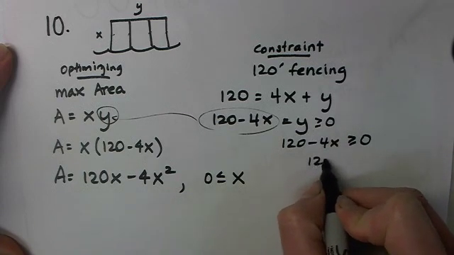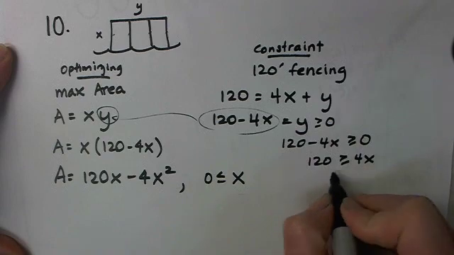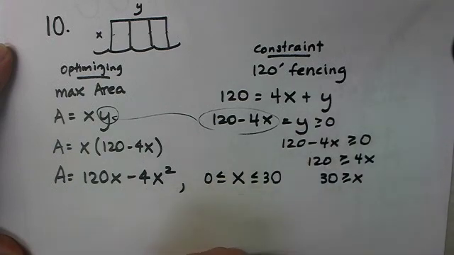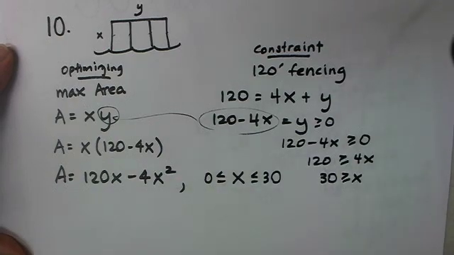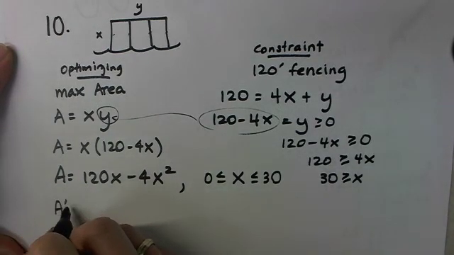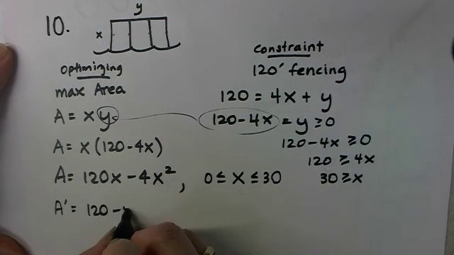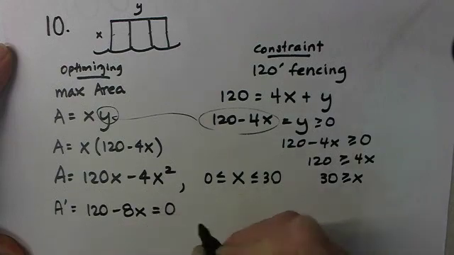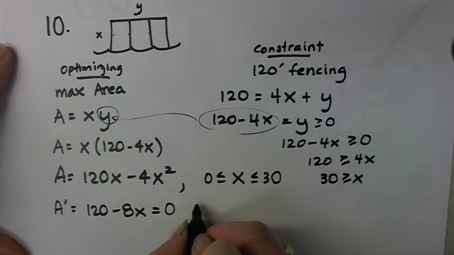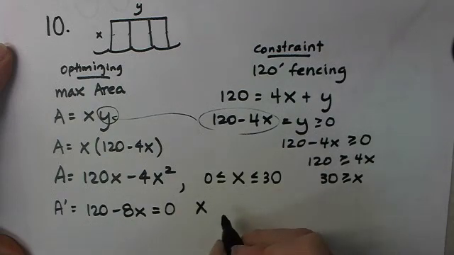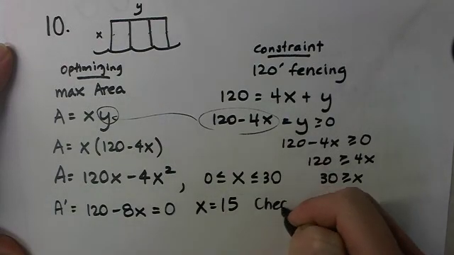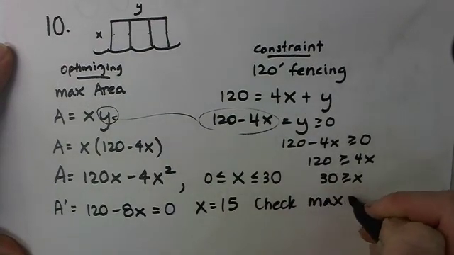Add 4x over to the other side and divide both sides by 4. And the upper bound for x is 30. Okay, so now we need the max here, so let's take the derivative. That's 120 minus 8x, set it equal to 0, and that's going to give us a critical number. If we add 8x over to the other side and divide both sides by 8, that's going to give a critical number of 15.